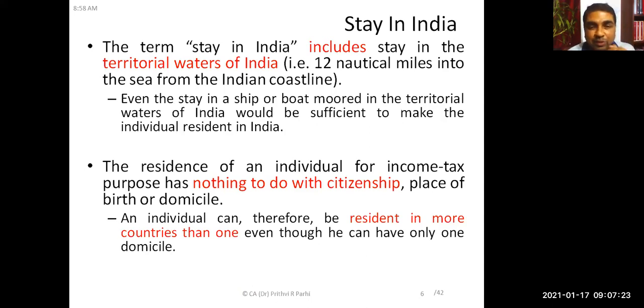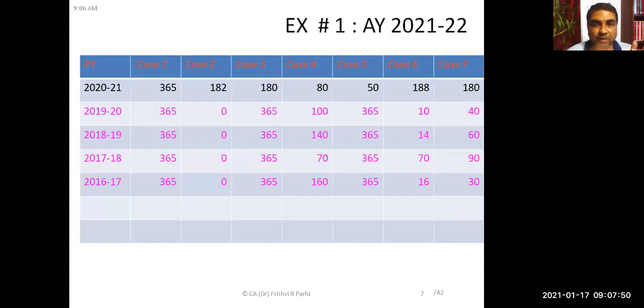One more concept we have to note. This period of stay has nothing to do with citizenship. Whether the person is a citizen of India or not doesn't matter. To arrive at the residential status, we need not worry about citizenship. We have to consider only his period of stay. Did you understand these two concepts? Yes, sir. Right.